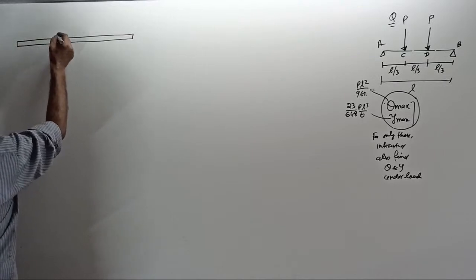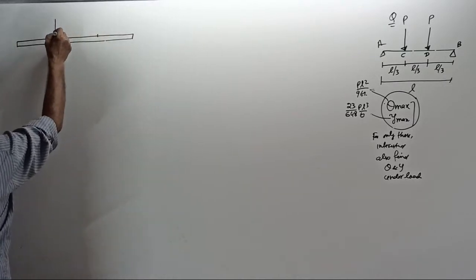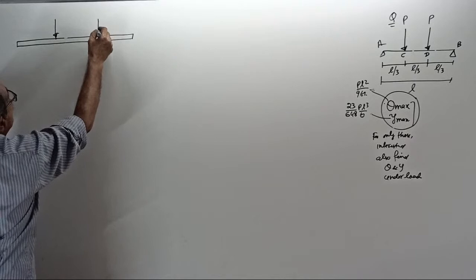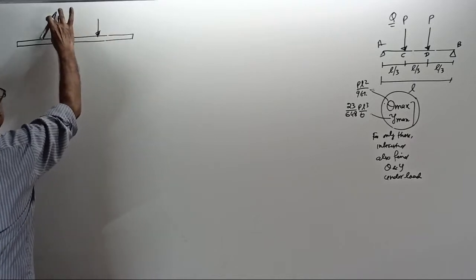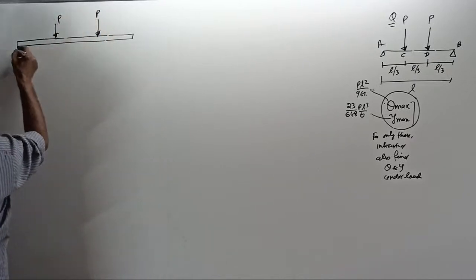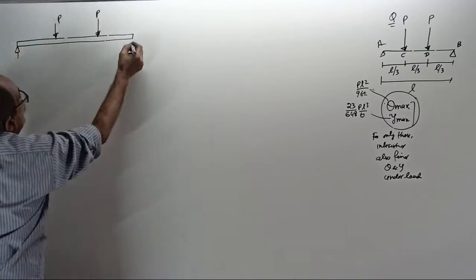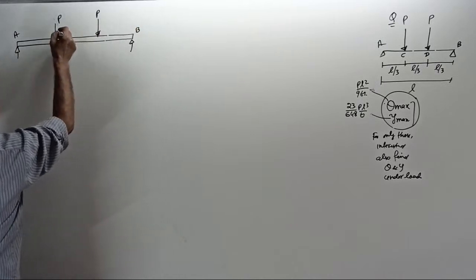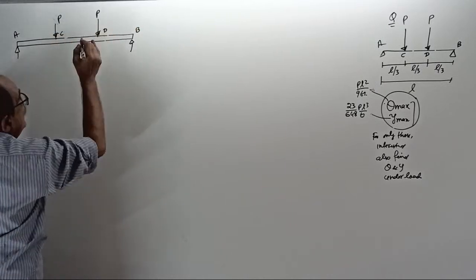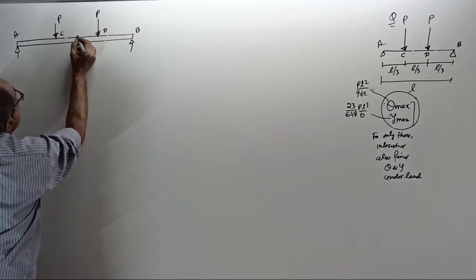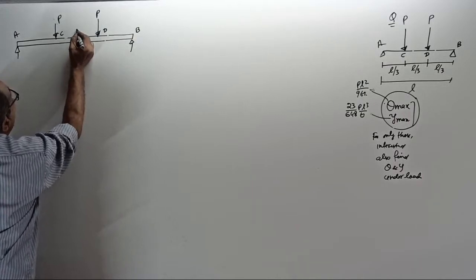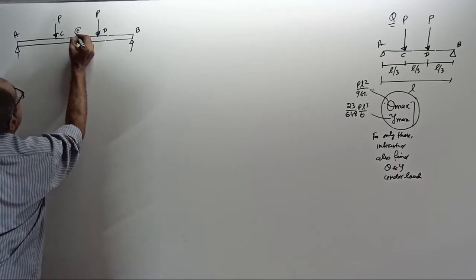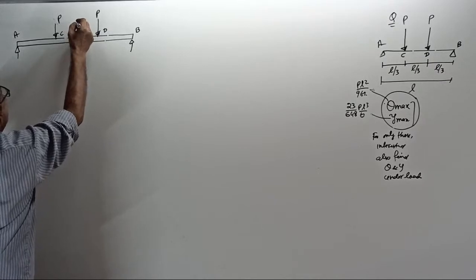See, divide the beam into 3 equal parts. Each load is P, P and P. Okay, reaction you require. Don't waste time for reaction. A, B, this is your C, this is your D. Later you require center; center will be here. I will call center as E later.